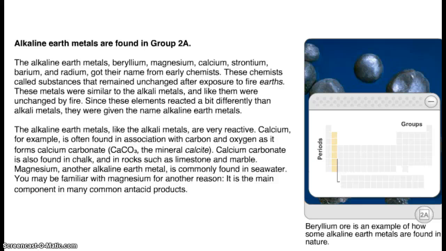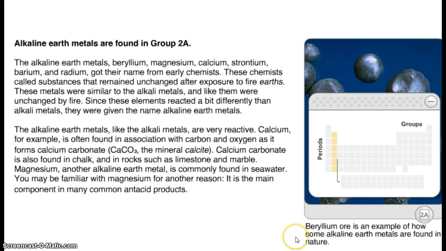Calcium, for example, is often found in association with carbon and oxygen as it forms calcium carbonate, CaCO3, the mineral calcite. Calcium carbonate is also found in chalk and in rocks such as limestone and marble. Magnesium, another alkaline earth metal, is commonly found in seawater. You may be familiar with magnesium for another reason. It is the main component in many antacid products.